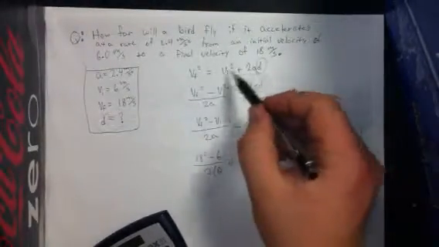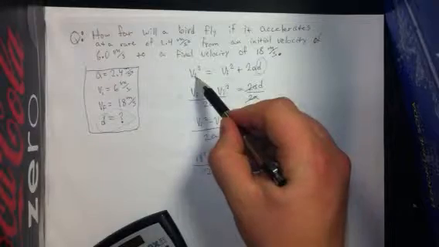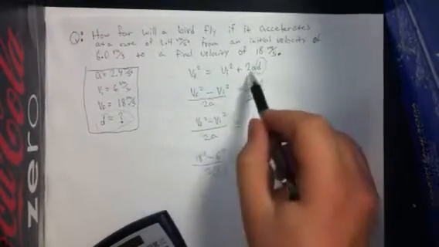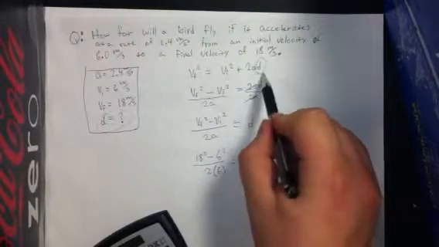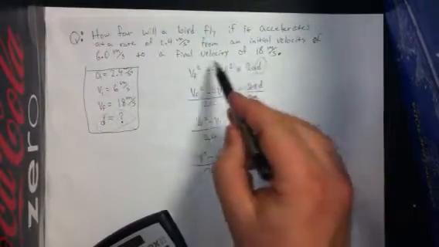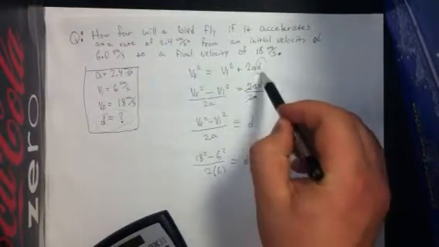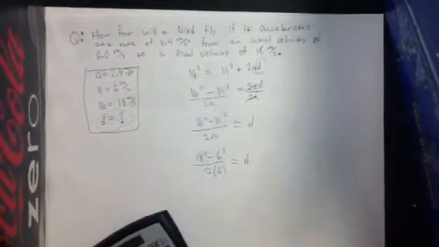Okay, so back to our formula here. Velocity final squared is equal to velocity initial squared plus 2AD. 2 times acceleration times displacement. Just a reminder, this will be given to you. This formula will be given to you on your exam. You just need to know how to use it for this problem.